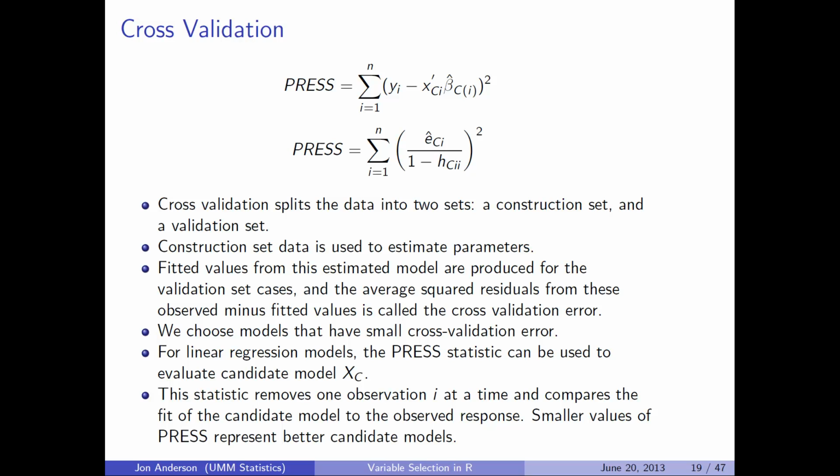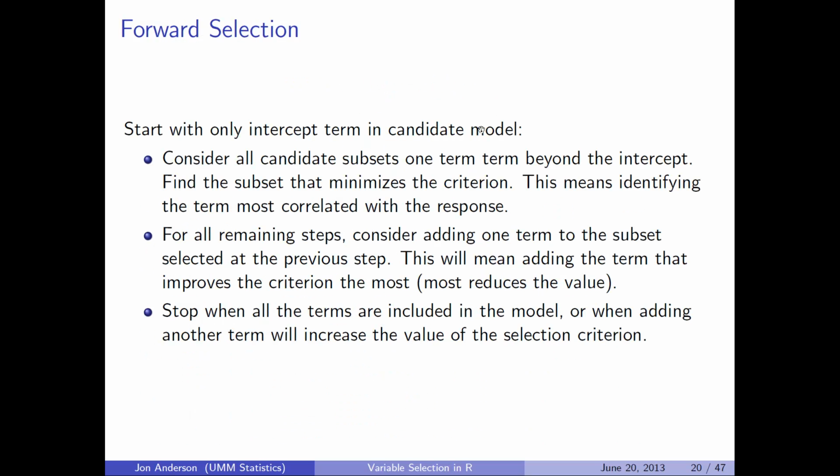And so you will tend to want models that have small values of this PRESS statistic. You want models that are going to have small differences between the observed data in your validation set and the predicted values. I'm not going to go through too much more of that.